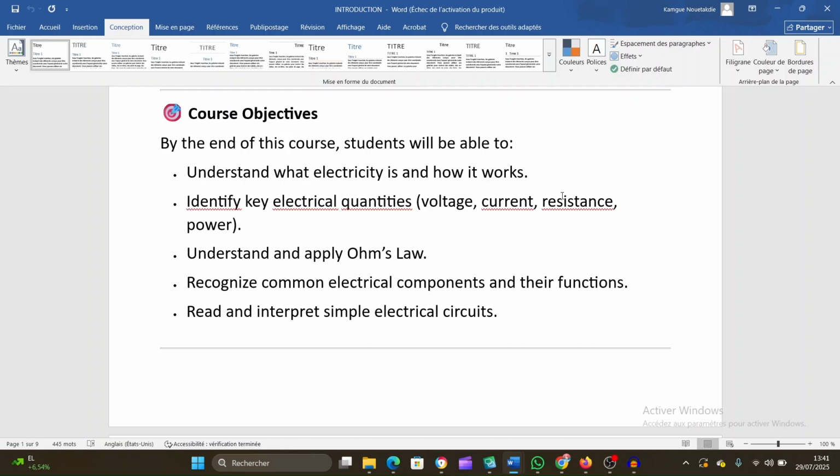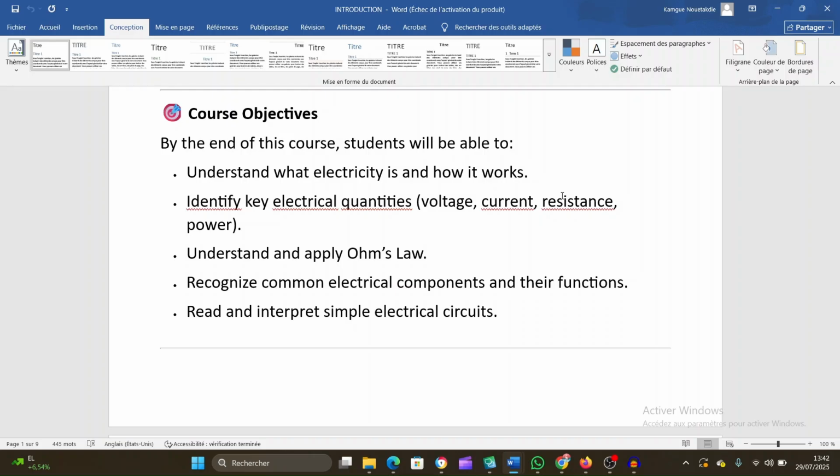And the last point, which is not the least, is to be able to read and interpret simple electrical circuits. For example, if somebody sends a circuit to you, you should be able to read to know where the socket is, where the switch is, where the bulbs are, where the panel is, and so forth. So these are the objectives of this course. Can you remember them? There are 5 of them that we mentioned. We'll be coming back to these objectives if need be.